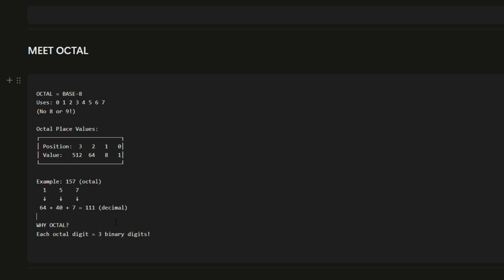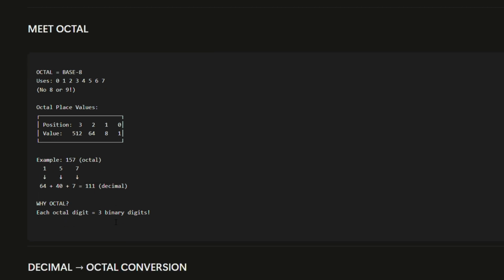Why exactly octal, if you ask? It's basically because it's a convenient shorthand for binary. Each octal digit perfectly represents 3 binary digits, and this made it super popular in early computing, but hexadecimal kind of replaced it today.